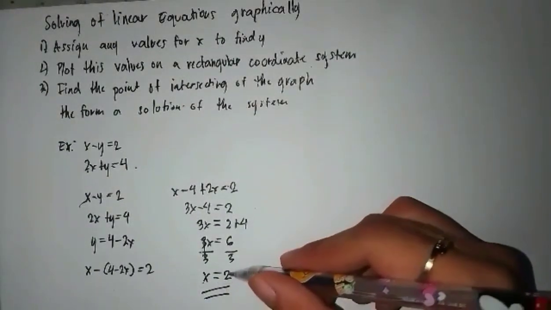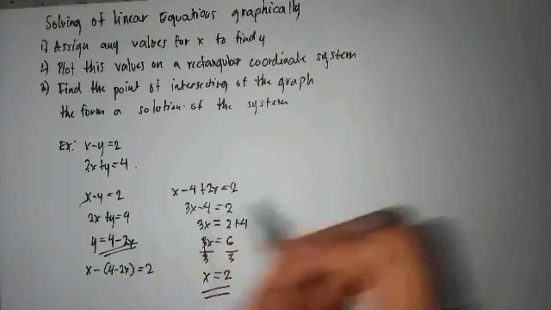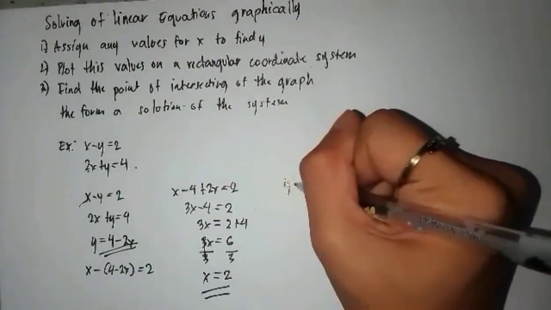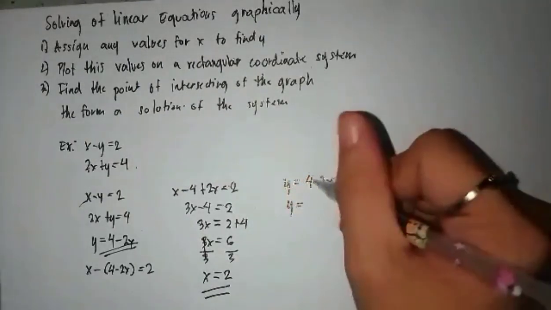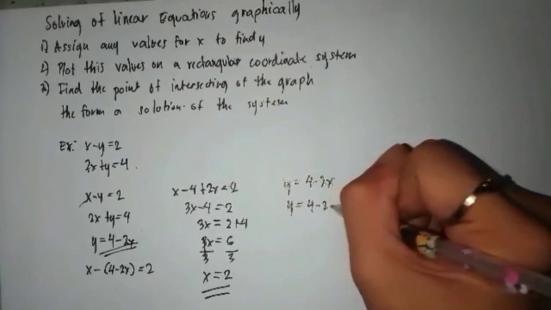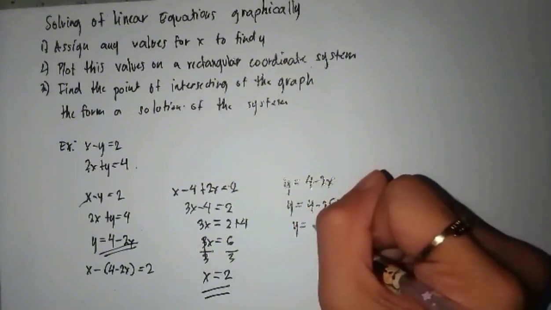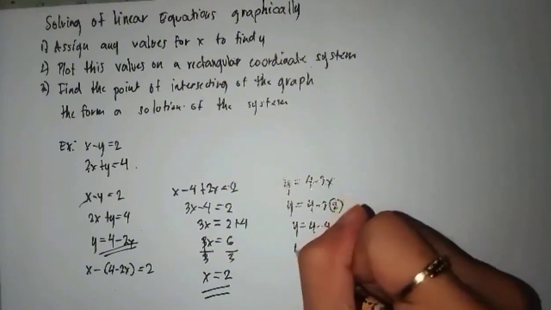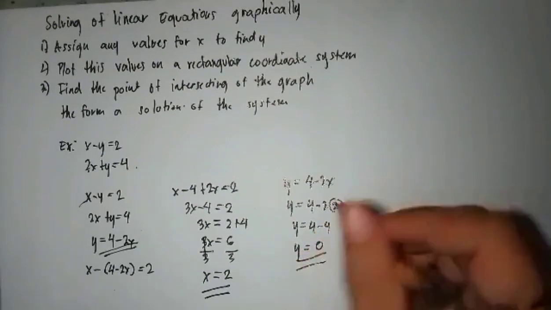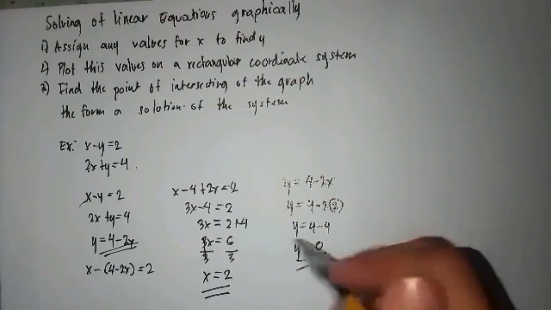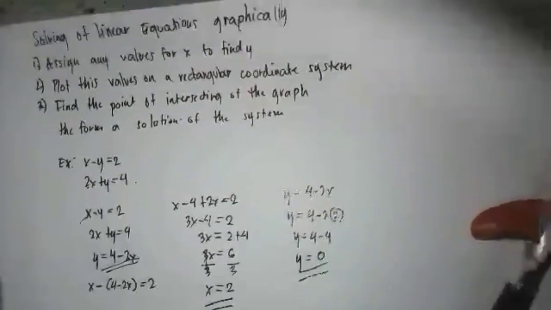So, now, let's proceed to another solution. Pangitaon na po na to ang x using this y. So, x minus y equals 2, ang x niya is 2. So, y equals negative 2 plus 4. 4 minus 4 equals 0. So, mao ni ang y niya 0. X equals 2 and y equals 0. So, let's go to graph.